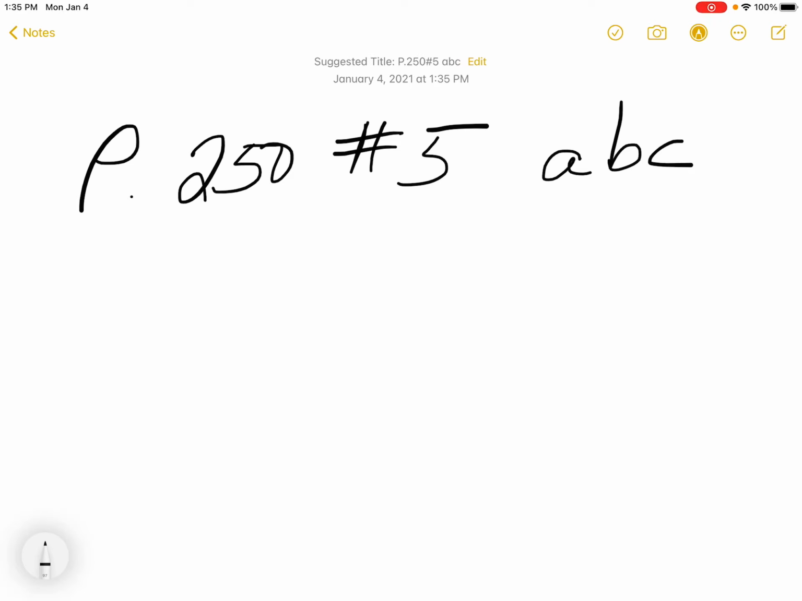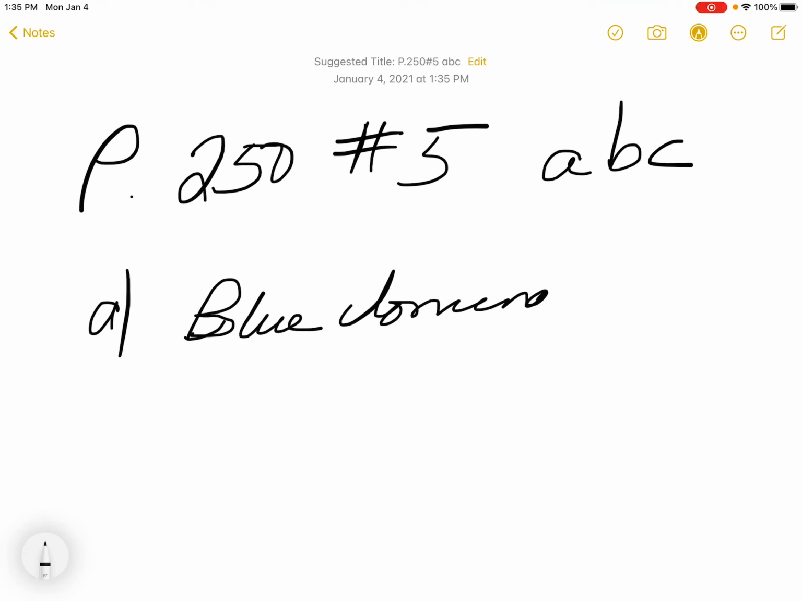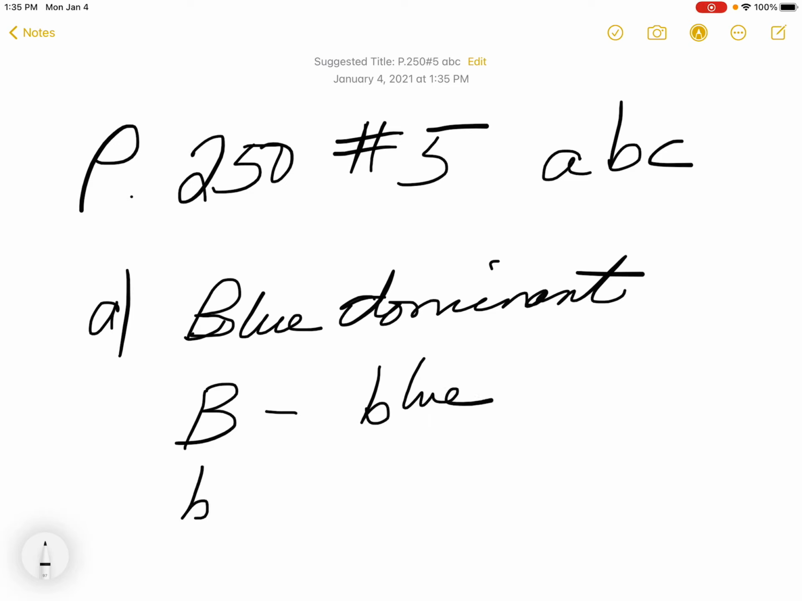The question is asking about an organism controlled by one gene with 2 alleles. So if we look at part A, we're talking about blue dominant over yellow. Blue is dominant, so we can assign our alleles. Capital B is the dominant allele, which would result in a blue phenotype, and little b will be the recessive allele that would result in a yellow phenotype.